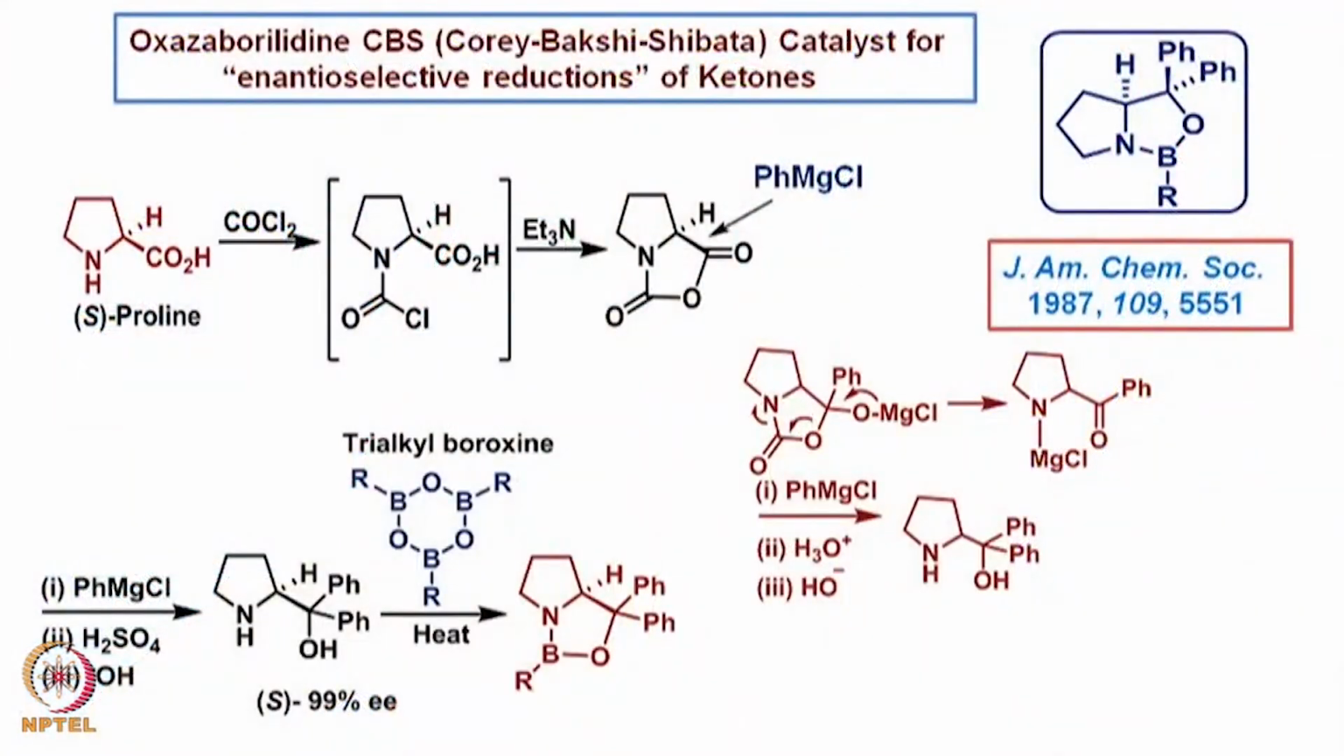In this context, there is a very interesting chiral catalyst introduced by Corey, which is known as oxazaborolidine catalyst or Corey-Bakshi-Shibata catalyst, which is useful for the enantioselective reduction of ketones. The structure of such a catalyst is shown here, which has a bicyclic 5-5 system in which there is a nitrogen, boron and oxygen in a contiguous fashion.